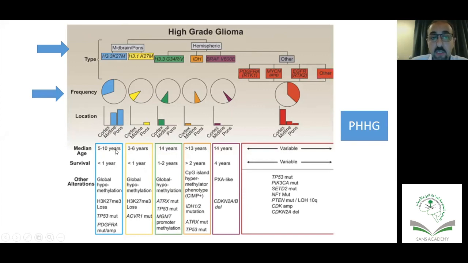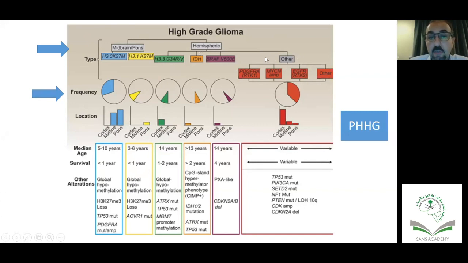The frequency is common, one of the commonest. Pons midline, age 5 to 10, survival is very poor. H3 K27, TP53 is mutated here. Now, the other variant is only in the pons. Very poor survival, slightly younger.